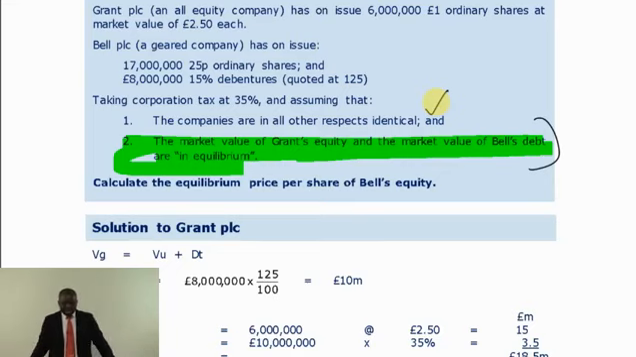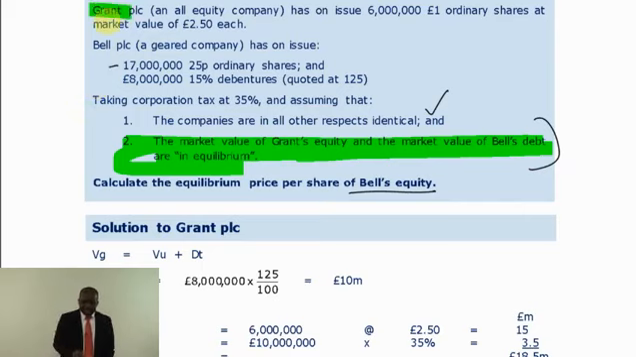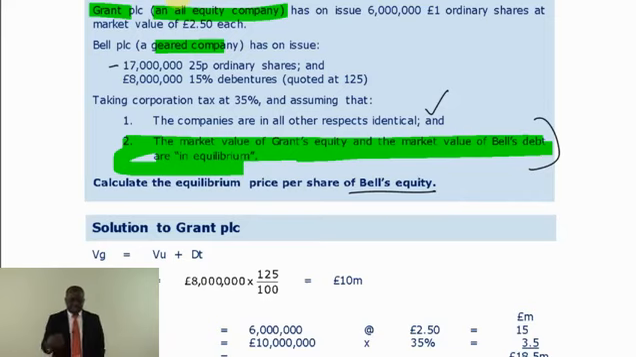Now calculate the equilibrium price per share of Bell's equity. If you look at this question, there is no mention of Miller and Modigliani, but I need the market price of Bell shares. They haven't given us the price, but the companies are similar. But Grant is all equity and Bell is geared. Once again, I have to tell you, here we are teaching, that's why we are guiding you. In the exam room, the examiner might not tell you this is geared, this is ungeared, or this is all equity. You would have to see.